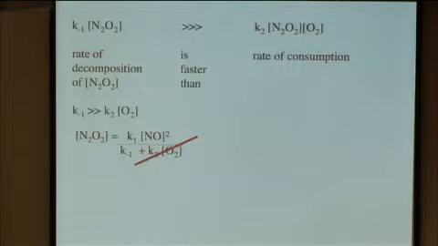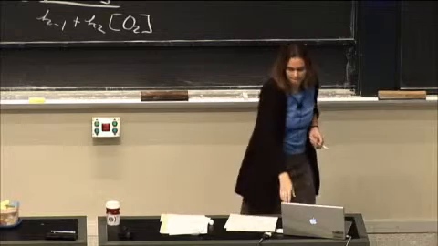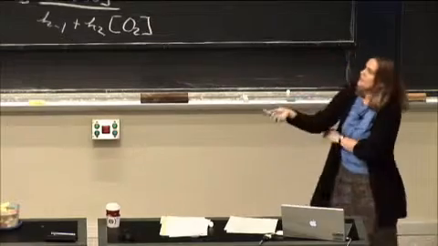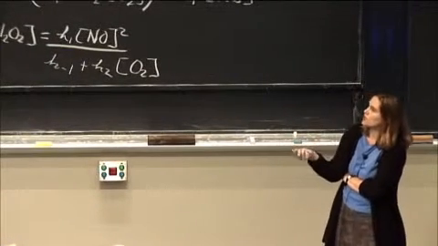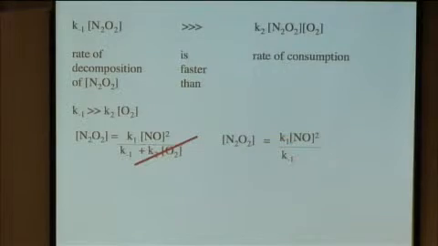If k2 times O2 is a lot smaller than k minus 1, and these are both appearing in the bottom of the equation here, that allows you to get rid of this term. If you have something really big and something pretty small on the bottom of this equation, the really small thing is kind of insignificant. So we can get rid of this term, and that allows us to simplify this expression. Now we have k1 times NO squared over k minus 1.